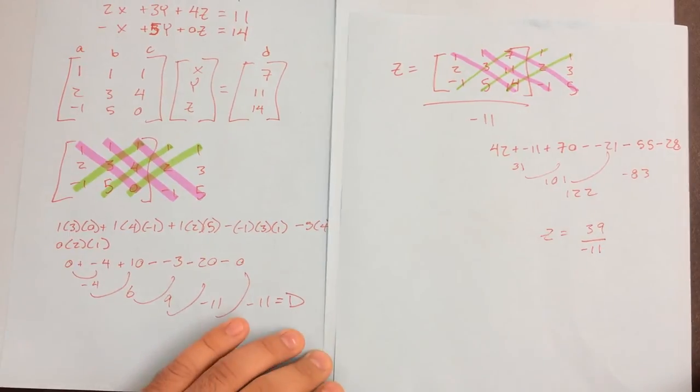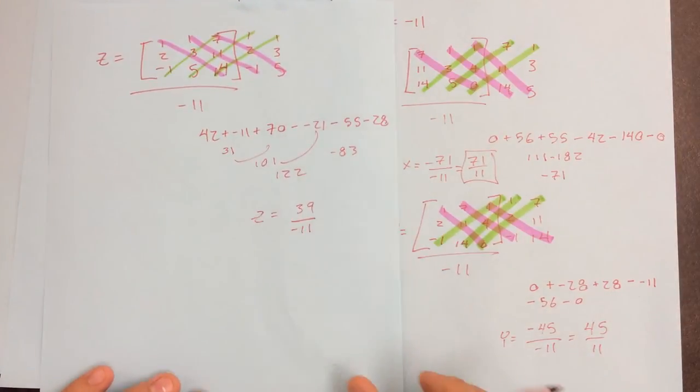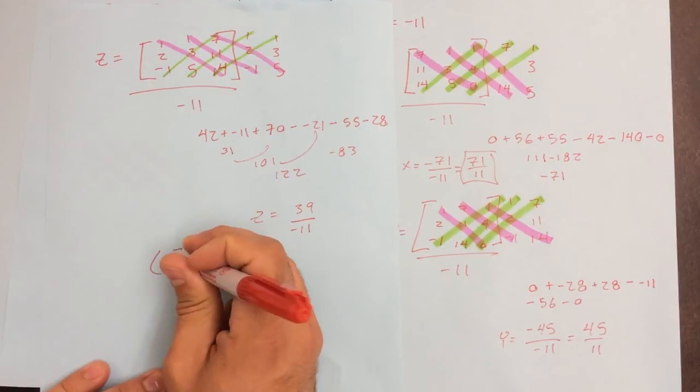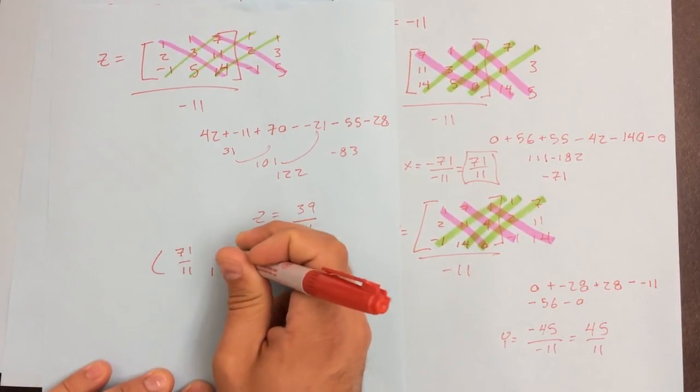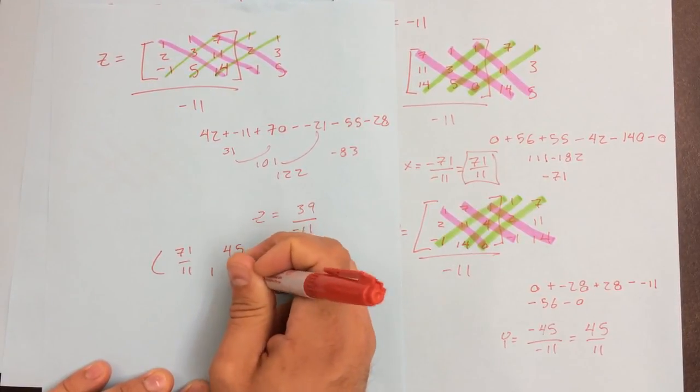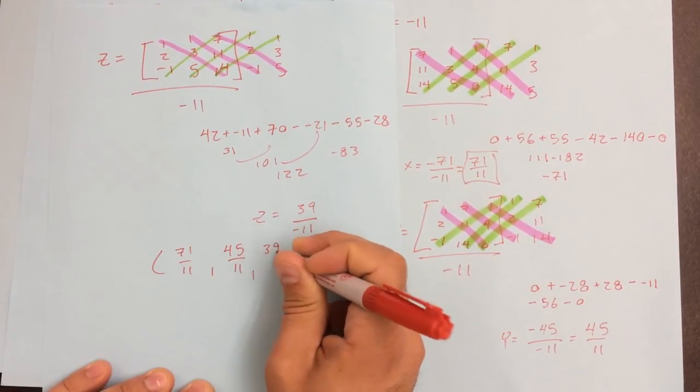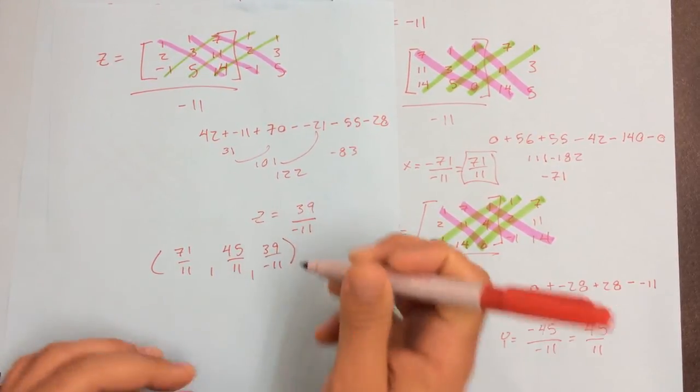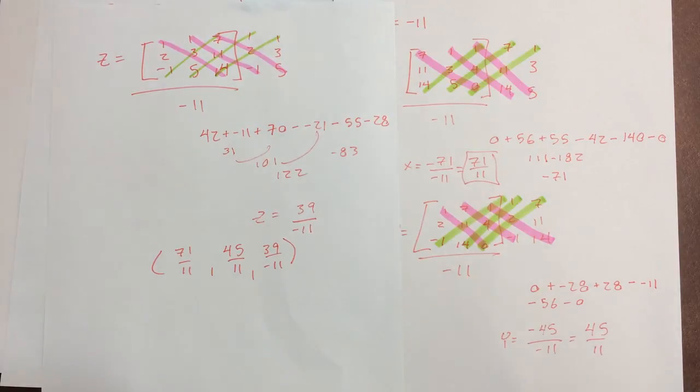And now I'm going to write it as a point. So I'm going to look at my x, y, and z. 71 over 11, comma, 45 over 11, comma, 39 over negative 11. If I could simplify any of these, I would want to, but I can't.